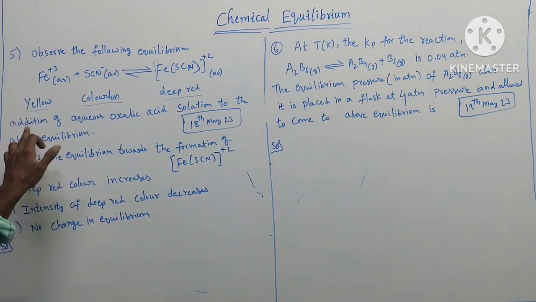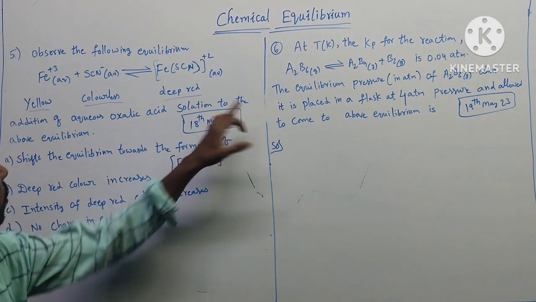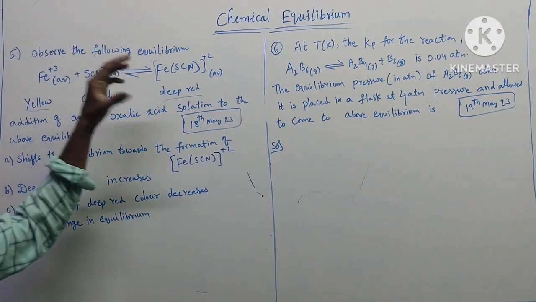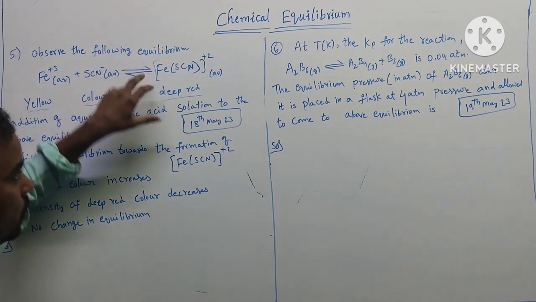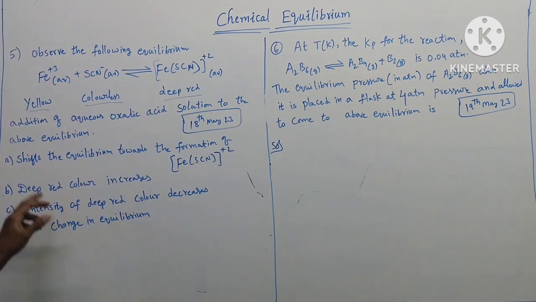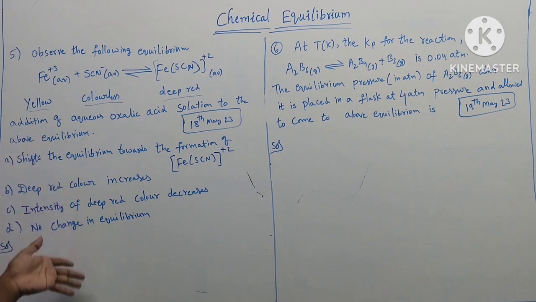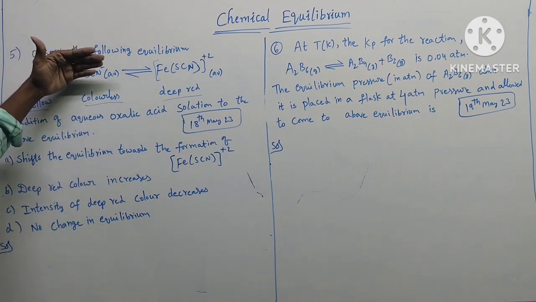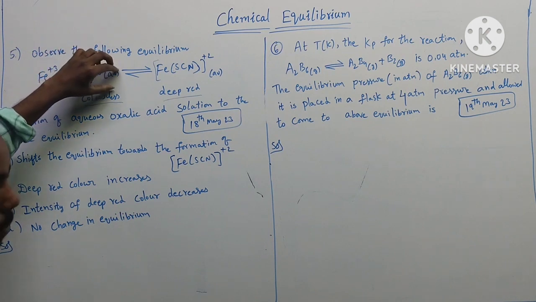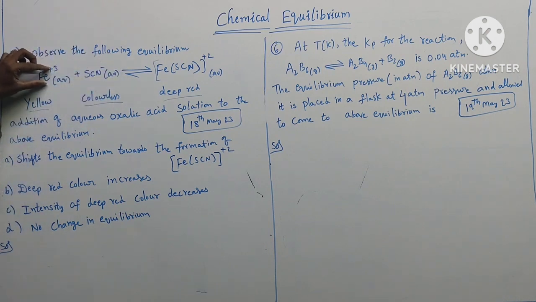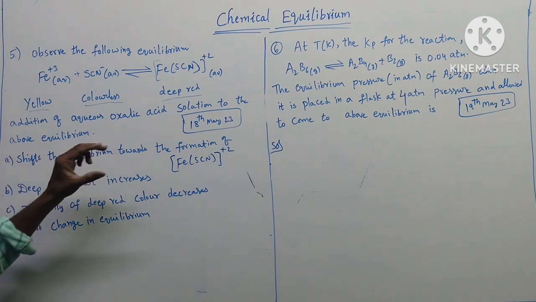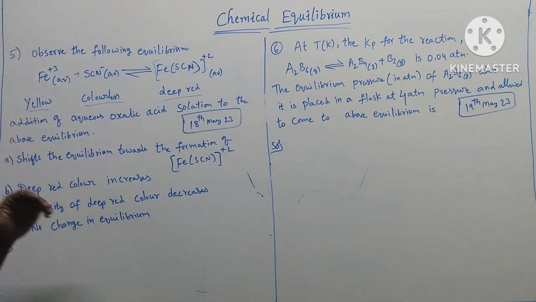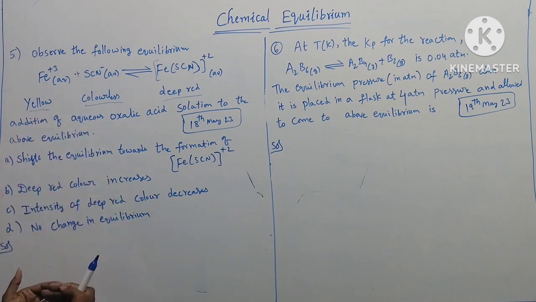So next, addition of aqueous oxalic acid solution to this above equilibrium. If you add oxalic acid solution to this equilibrium, which of the following is correct? Fe³⁺ reacts with oxalic acid solution. That means when oxalic acid reacts with Fe³⁺, the moles decrease.